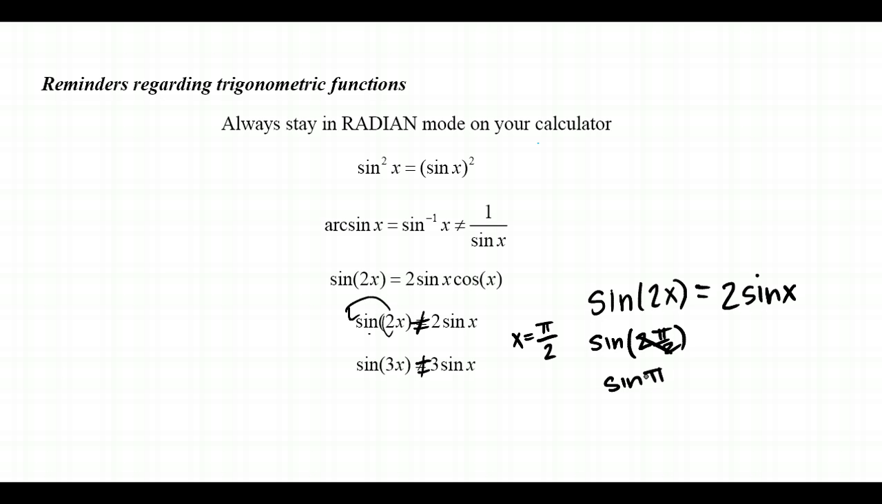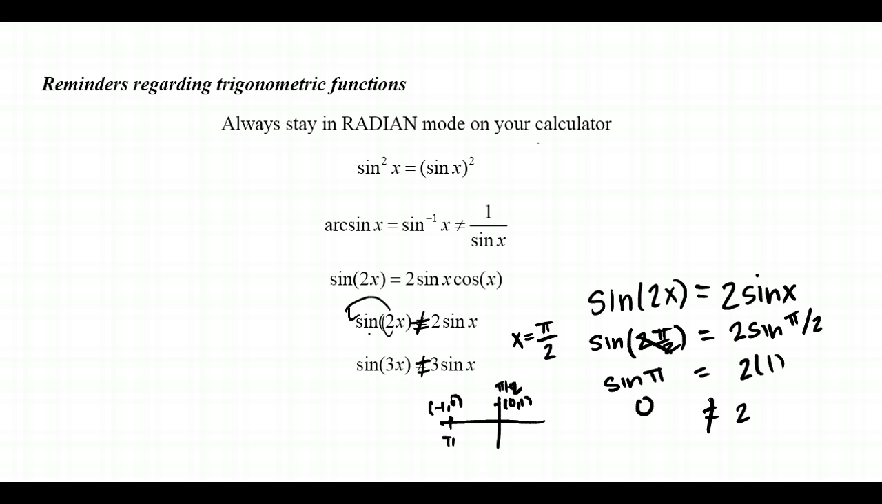And sine of pi, so sine is the y value. So let's just kind of draw the unit circle real quick. Pi is over here. This is the coordinate point -1, 0. So sine of pi is 0. So now on the right side, we would be doing 2 sine of, plugging in pi over 2 again. So we'd have 2 sine of pi over 2. Pi over 2 is up here. This coordinate point is 0, 1. So the y value is 1. So this is 2 times 1. So does 0 equal 2?